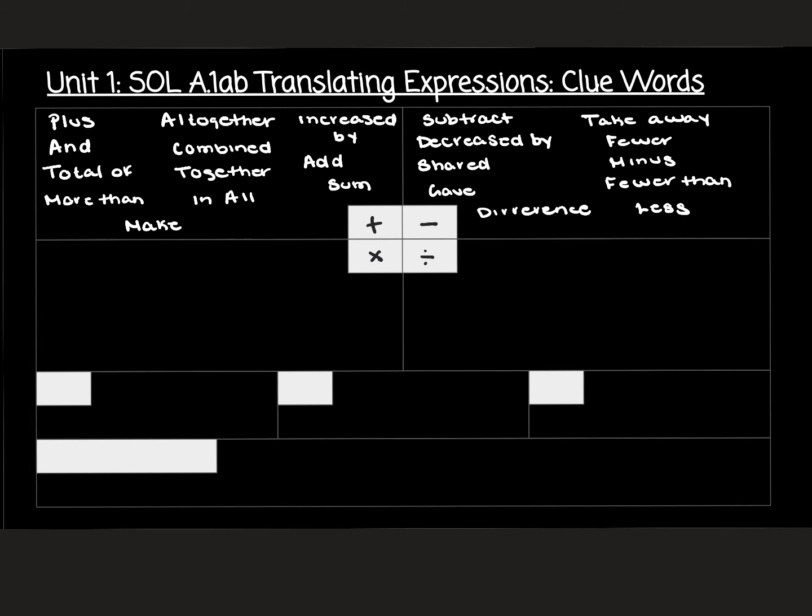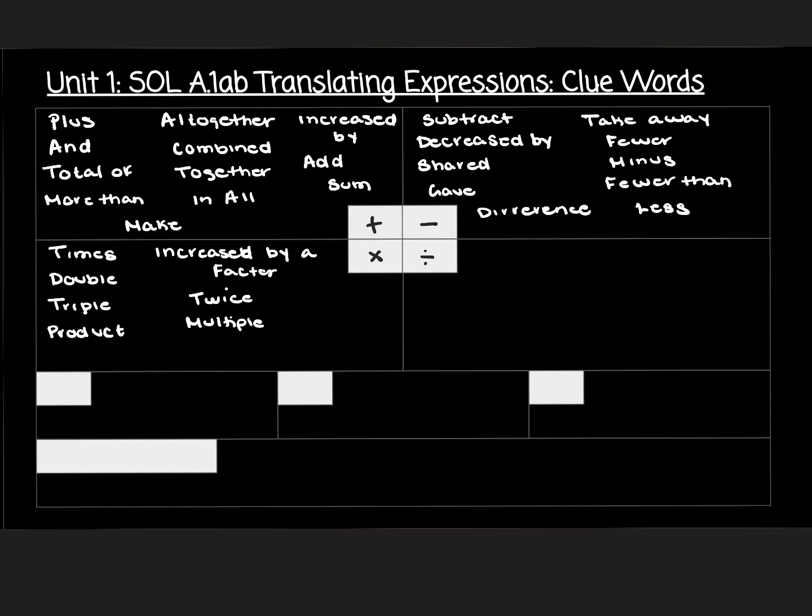Okay, for multiplication, we have times, double, triple, product, increased by a factor, twice, so that's a popular one, very popular one with multiplication, twice, multiple, and multiplied by, and of.